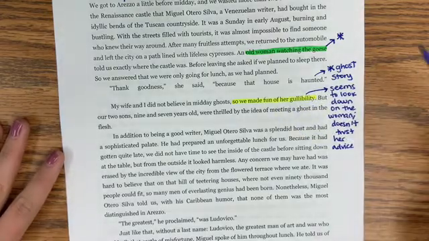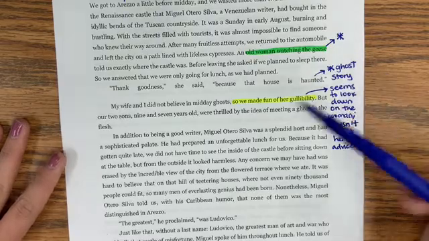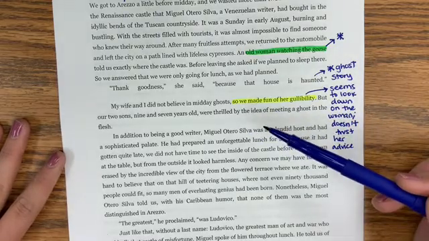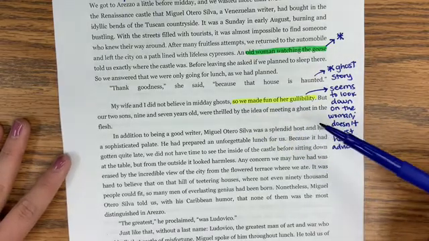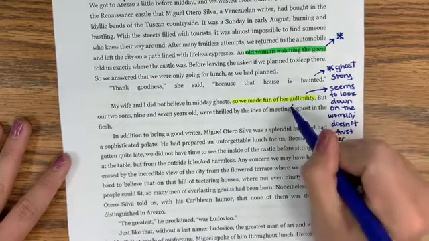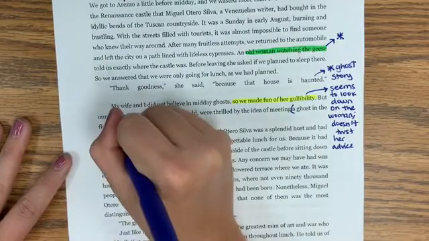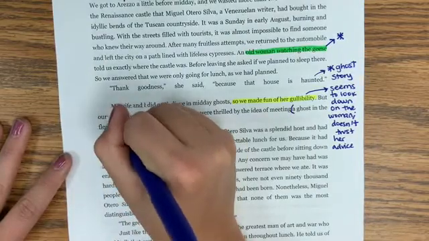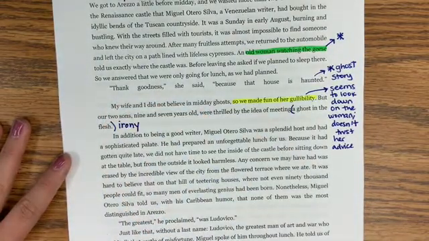So we made fun of her gullibility, but our two sons, 9 and 7 years old, were thrilled by the idea of meeting a ghost in the flesh. That's called irony, because ghosts cannot be in the flesh.